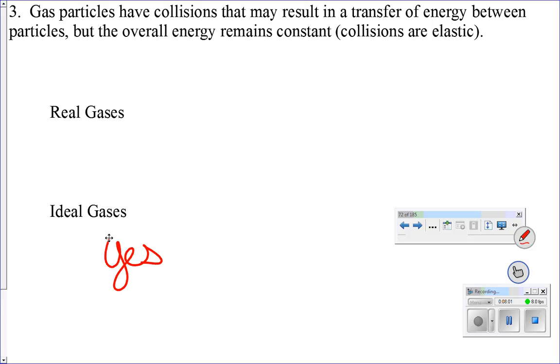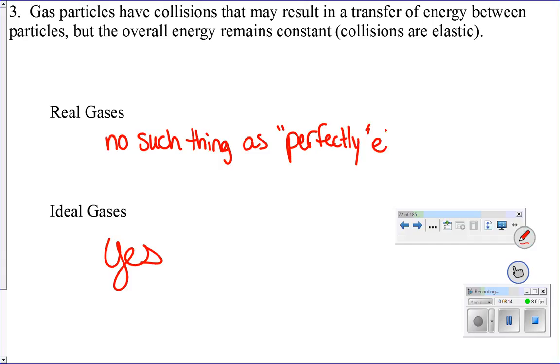For a real gas, there's no such thing as perfectly elastic. Because of a little something called friction, there's always going to be a little bit of energy loss there. So you don't really actually have completely perfect exchanges of energy.